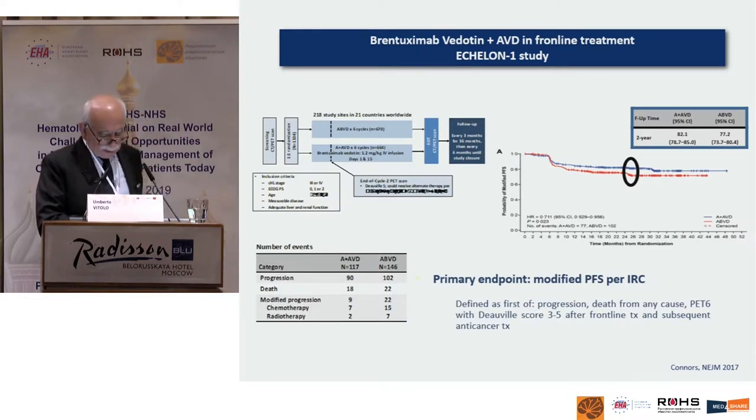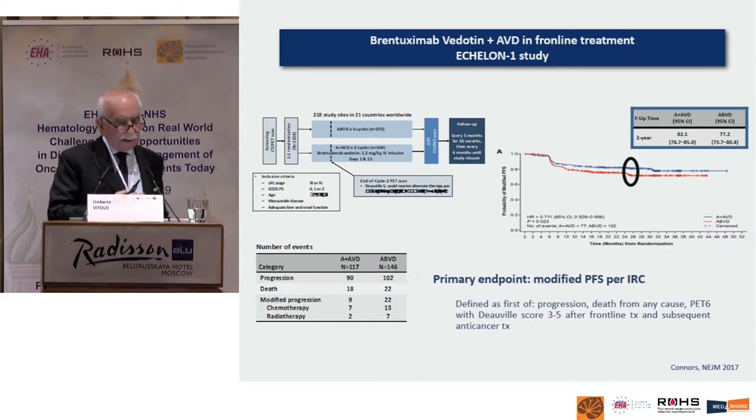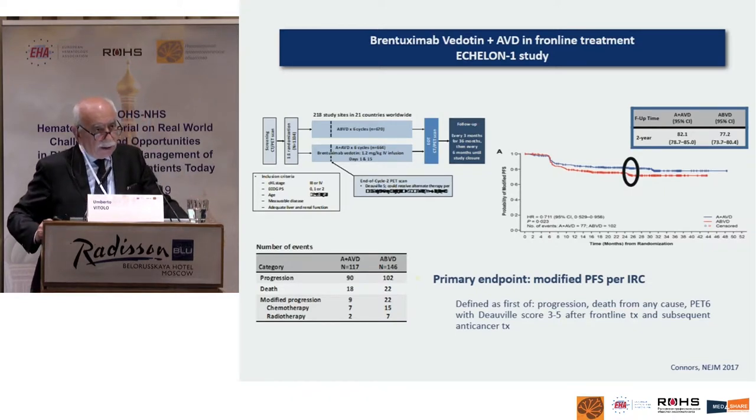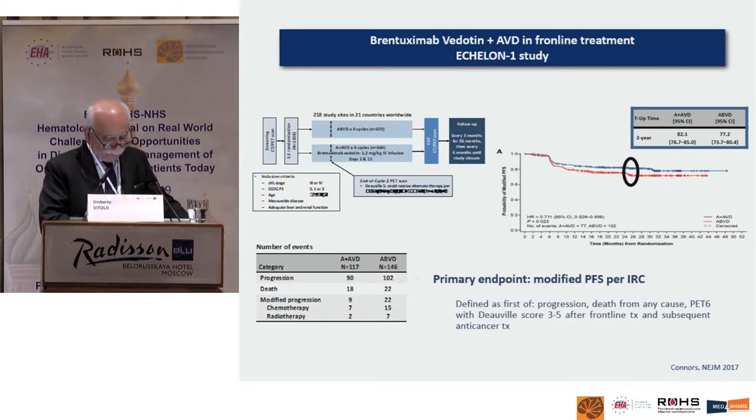And there was a long debate also considering the primary endpoint in this study. There was a so-called modified progression-free survival, which means progression, death from any cause, standard, but also patients who had a PET with a Deauville score of 3 to 5, including 3, which I told you at the beginning of my talk is now considered a complete response by many, many authors.